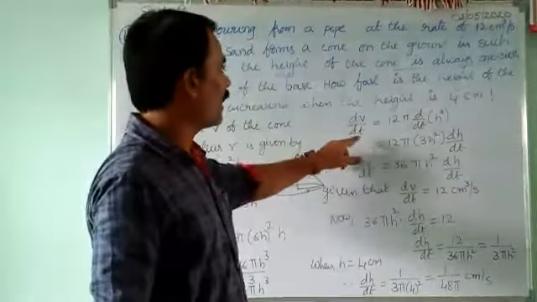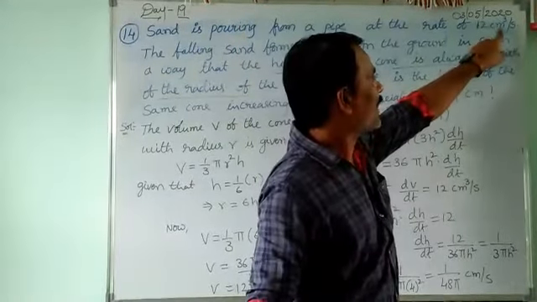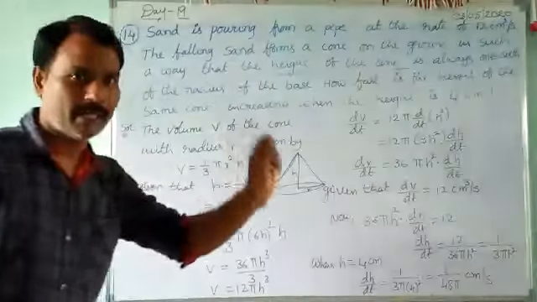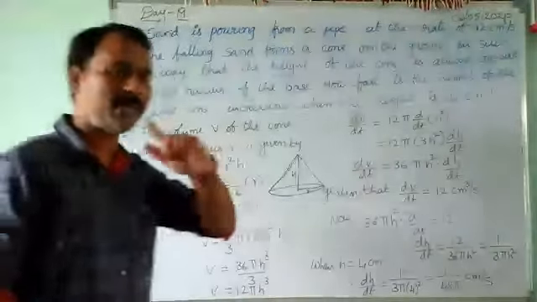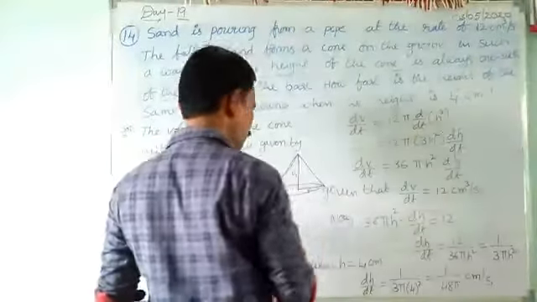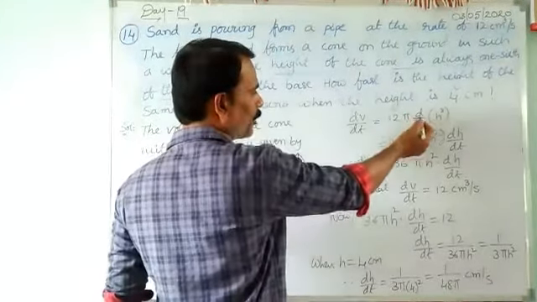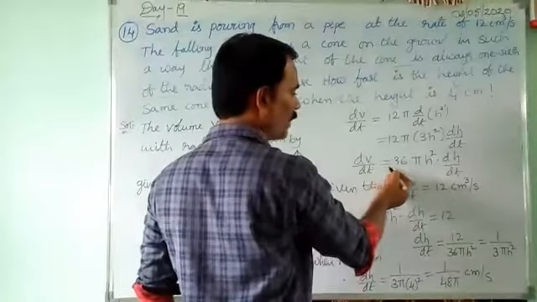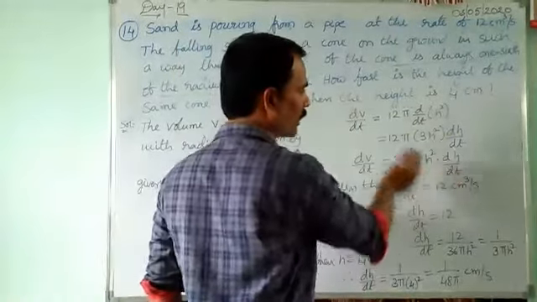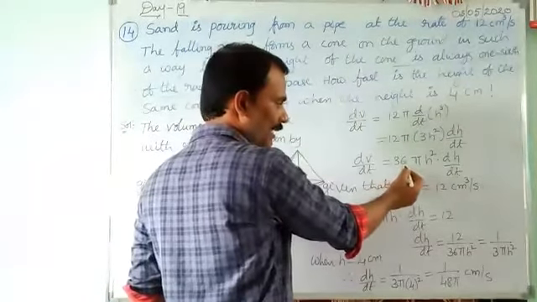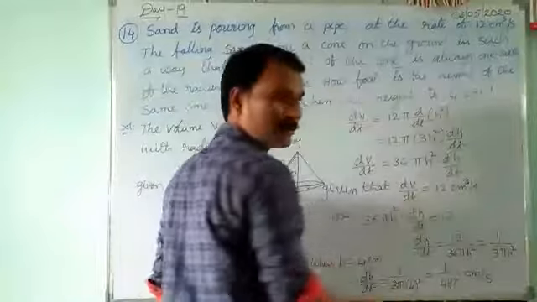Okay, dV by dt. Why have I taken dV by dt? Come here. The given unit is 12 centimeter cube per second. That means the given value is the dV by dt value. That's why dV by dt is equal to 12 pi into d by dt of h cube, which is 12 pi into 3h square into dh by dt. So dV by dt is equal to 36 pi h square into dh by dt. I simplified it and got this.